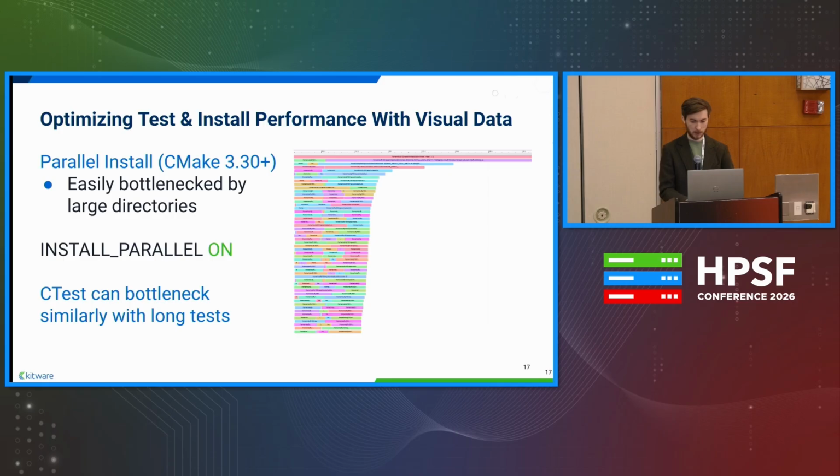And similarly with CTest, if you have many tests which are all 10 seconds, but then one test which is 20 minutes, then your overall test time is going to be at least 20 minutes. And being able to visualize what that looks like can help you decide, maybe I should split up this test into multiple subtests or something.